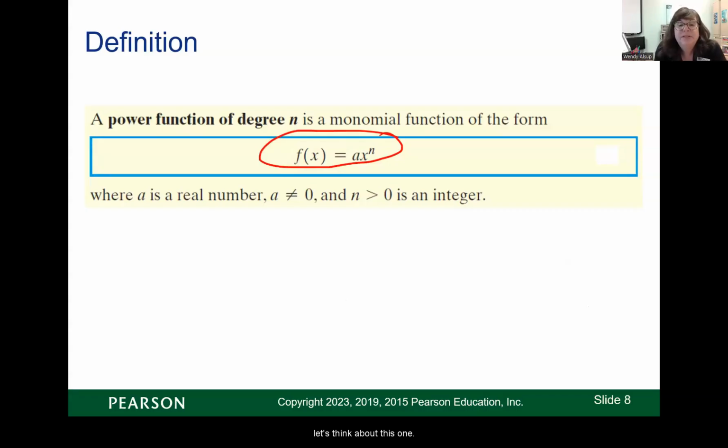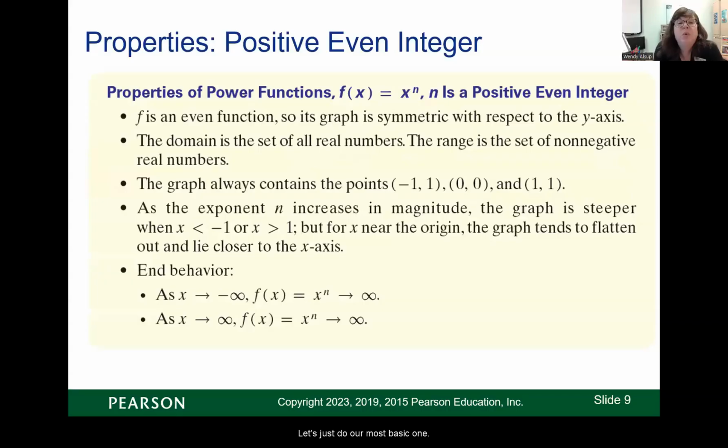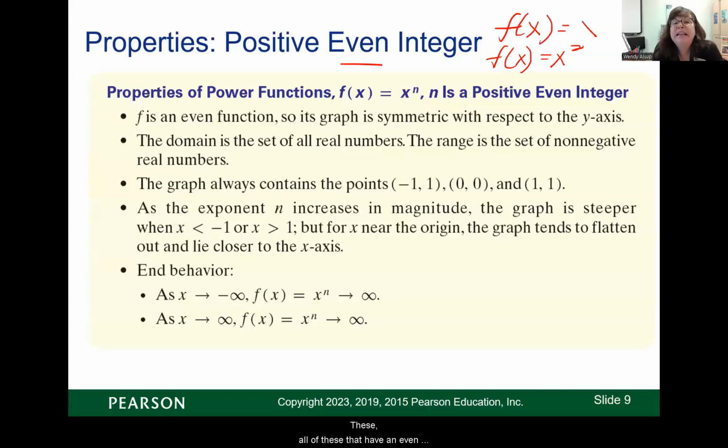Now, let's think about this one. Let's just do our most basic one, f of x equals x to the n. This is a positive even one. So maybe f of x equals x squared, or f of x equals x to the 4th. All of these that have an even degree, an even exponent on the highest term, have several things in common.